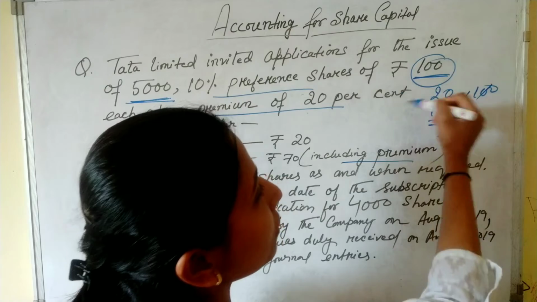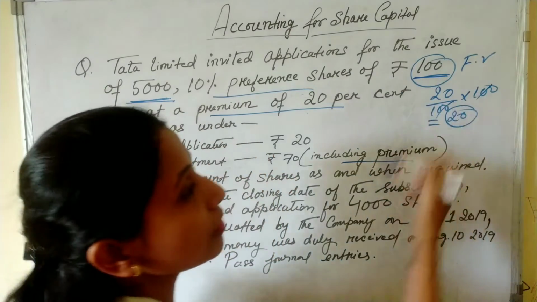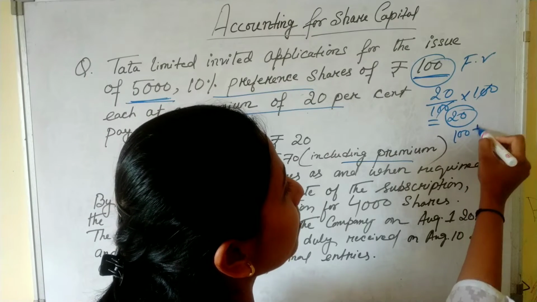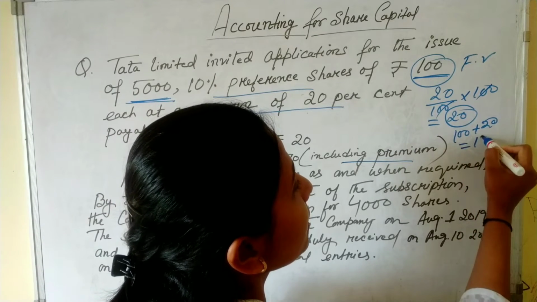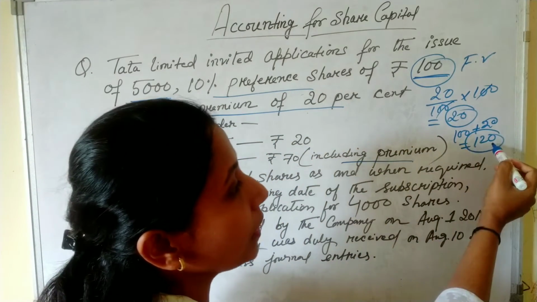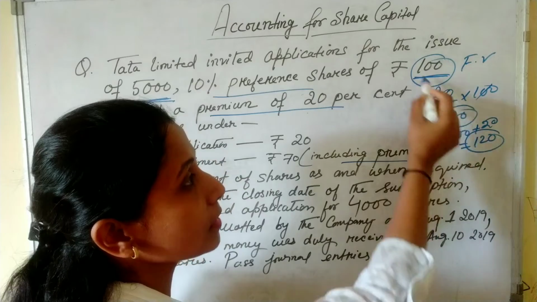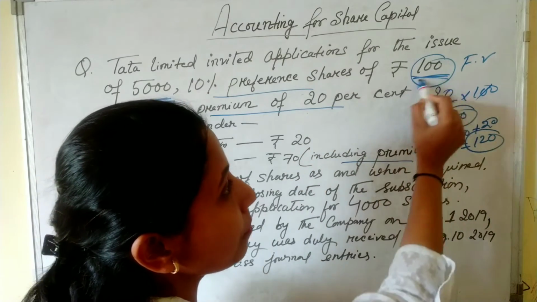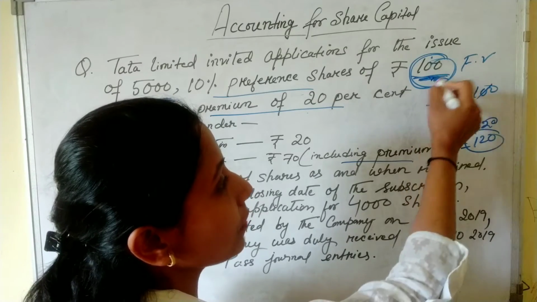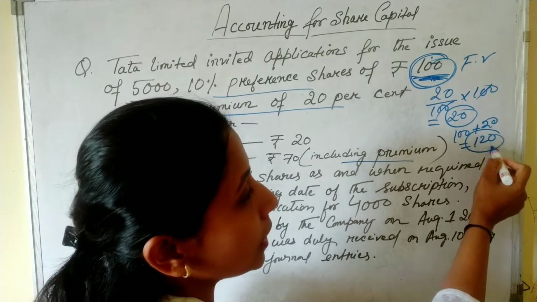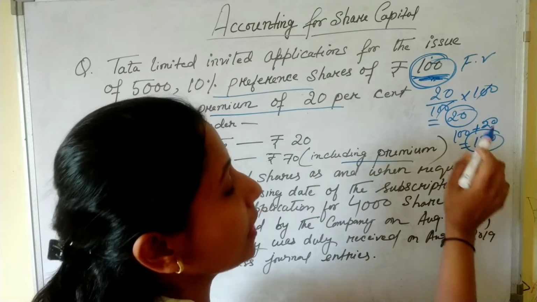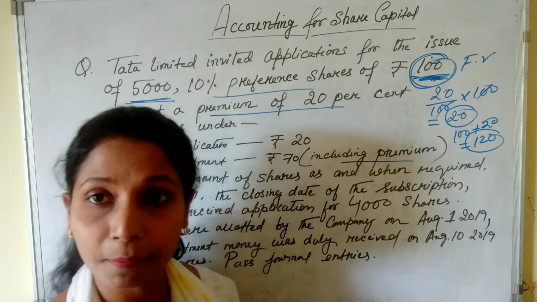Face value of the share is 100 and the issue value of the share is 100 plus 20, that is 120. That is, shares are issued at rupees 120, more than its face value. 100 is the face value of the shares, and the shares are issued at more than its face value, that is 120. 20 rupees is more. This 20 rupees is the premium amount, that is, shares are issued at a premium.